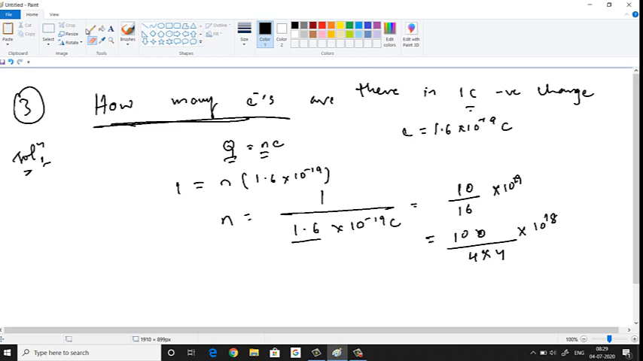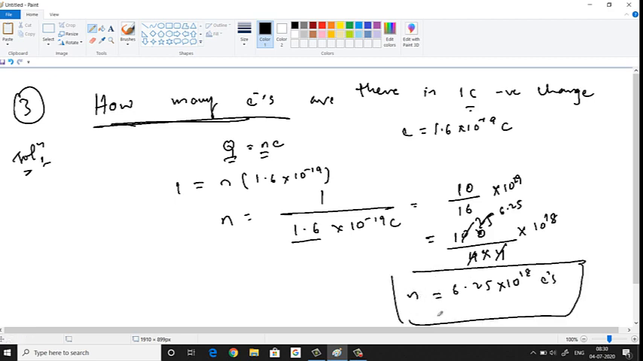Alright, so what is this value? 4 ones are 4, 4 twos are 8, 4 fives are 20, 4 sixes are 24. After adding the decimal you get 6.25 into 10 power 18 electrons. This is the value of N. So this is how you find the value of N.